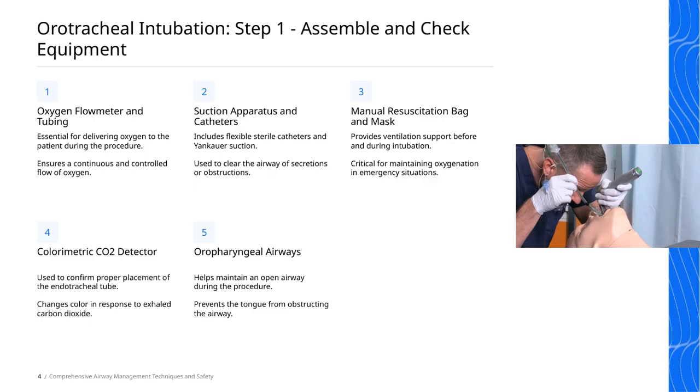Then, we have the suction apparatus and catheters. These are used to clear the airway of secretions or obstructions, ensuring a clear path for intubation. Of course, oxygen delivery is essential. The oxygen flow meter and tubing ensure a continuous and controlled flow of oxygen to the patient throughout the procedure. By thoroughly checking and assembling this equipment beforehand, we set the stage for a safe, efficient, and successful intubation process.